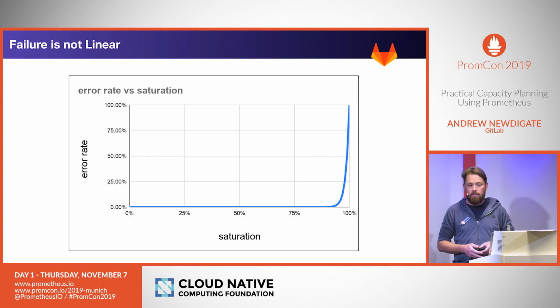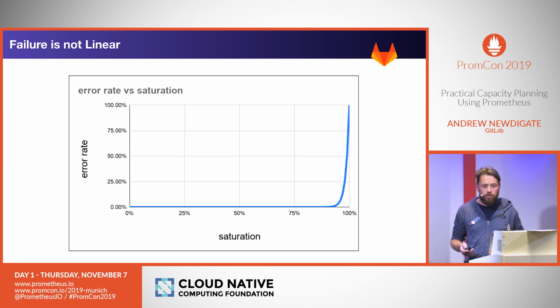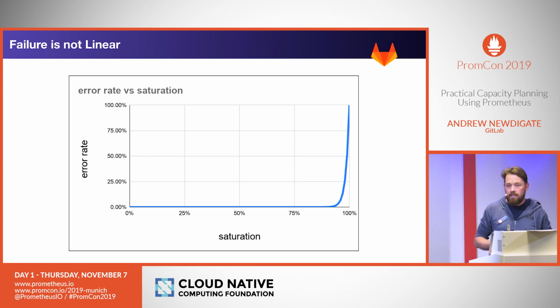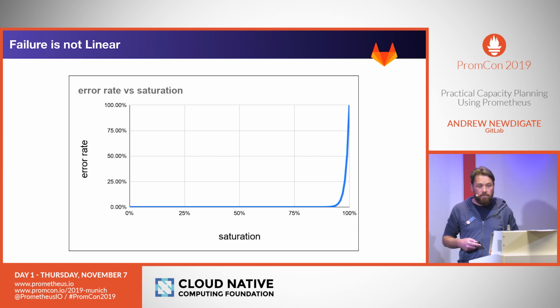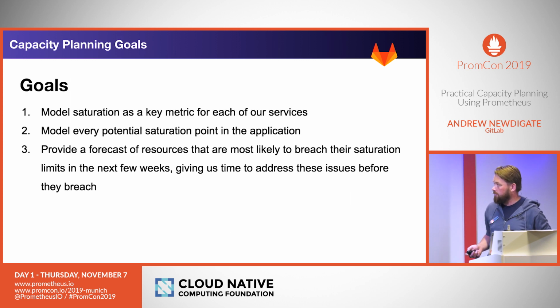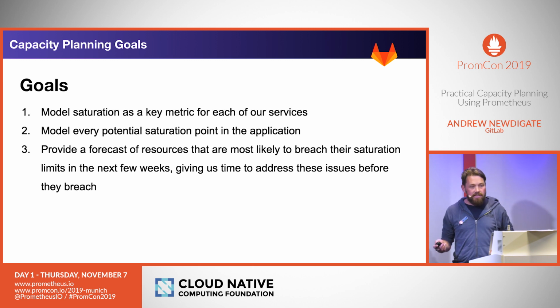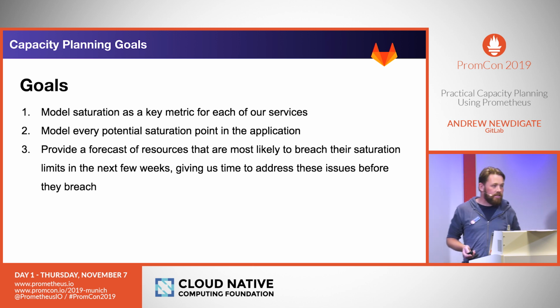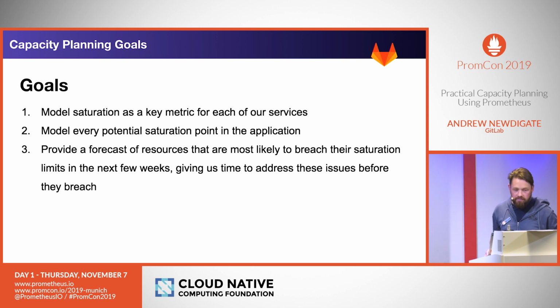So we started thinking about how we could build some sort of tooling that could help us plan ahead and spot these sorts of trends before they became a problem. And of course, we use Prometheus for all of our monitoring, so it seemed like a logical place to try and build this. With this in mind, we set about the goal of building an early warning system that would help us predict and avoid saturation issues before they became a problem.